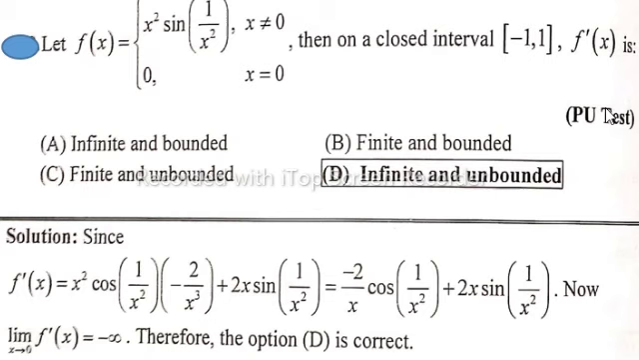In this lecture, I will solve past paper Punjab University test MCQs, that is, let f of x is equal to x square sine into 1 divided by x square, 0 if x is equal to 0. Then on the closed interval -1 to 1, f prime of x is the solution, that is, the first derivative of f of x is equal to f prime of x, so x square sine 1 divided by x square.